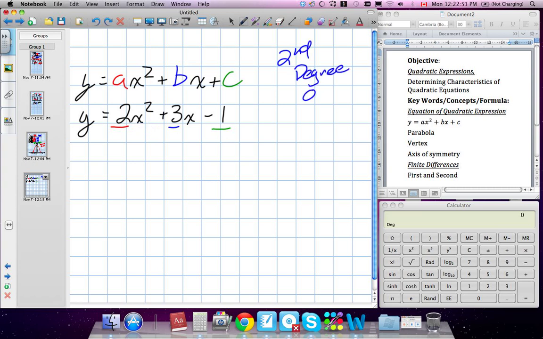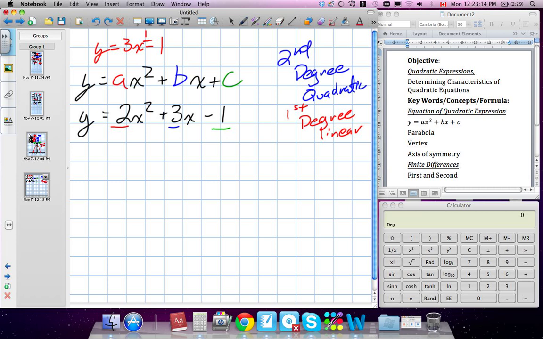If it's to the first degree, so let's say we have y equals 3x minus 1, the degree is what here? 1. If it's to the first degree, it's what? Linear. Very good. And if it's neither first or second, it's neither linear nor quadratic.